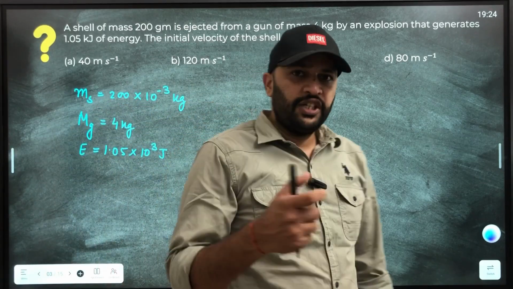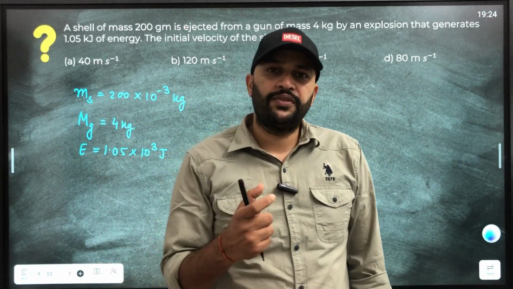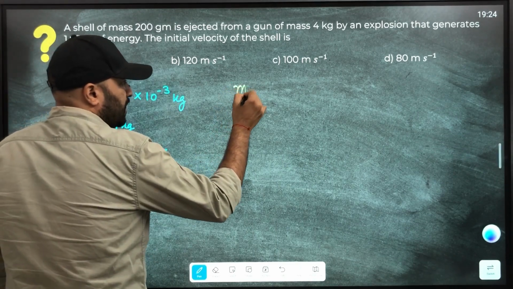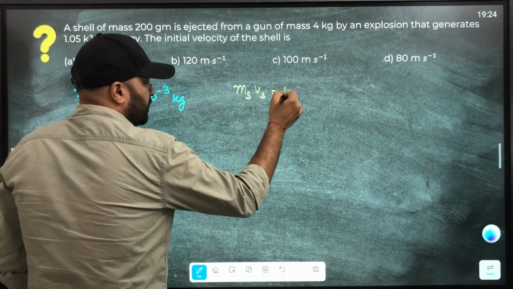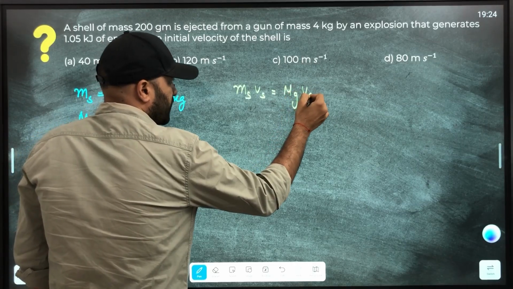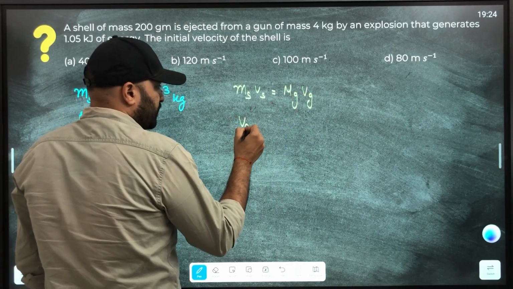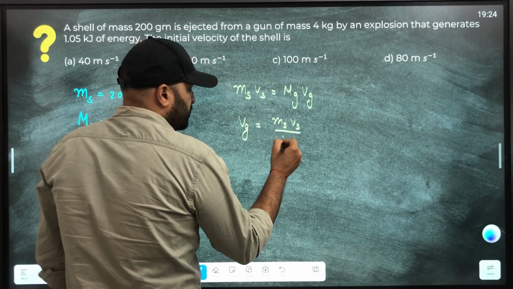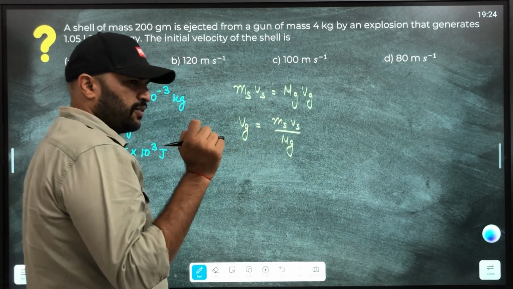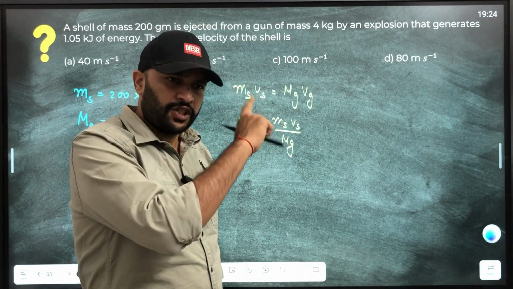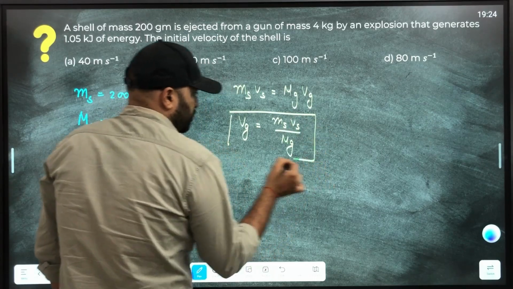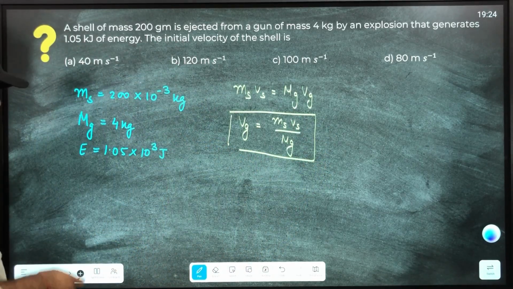To figure out the initial velocity of the shell, we will apply the law of conservation of momentum, and it says the mass of the shell into velocity of the shell will be equal to mass of the gun into velocity of the gun. Let's find the unknown velocity of the gun: vg equals ms vs upon mg. Now the question is, sir, why are you looking for the velocity of the gun if the velocity of the shell is asked? So that we can make use of it for substitution.